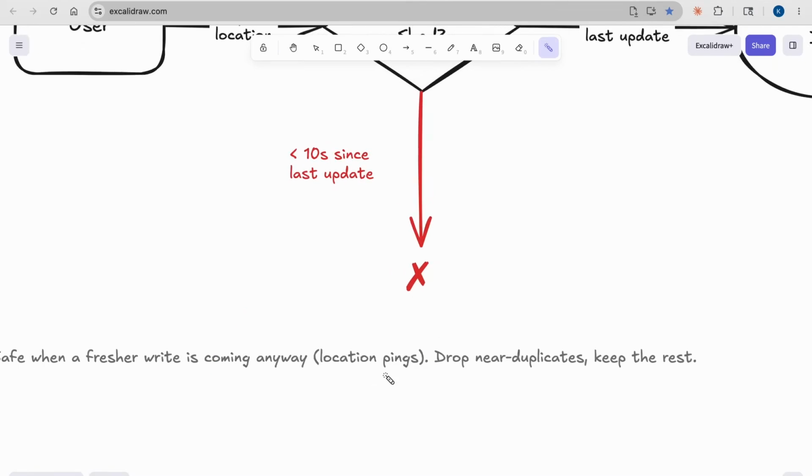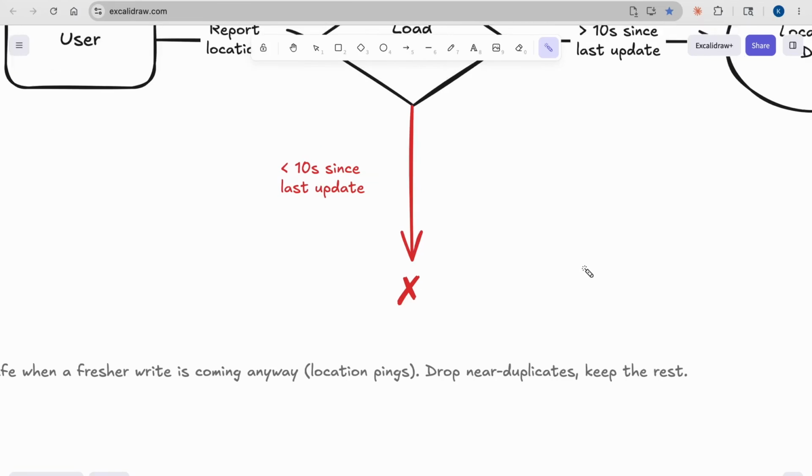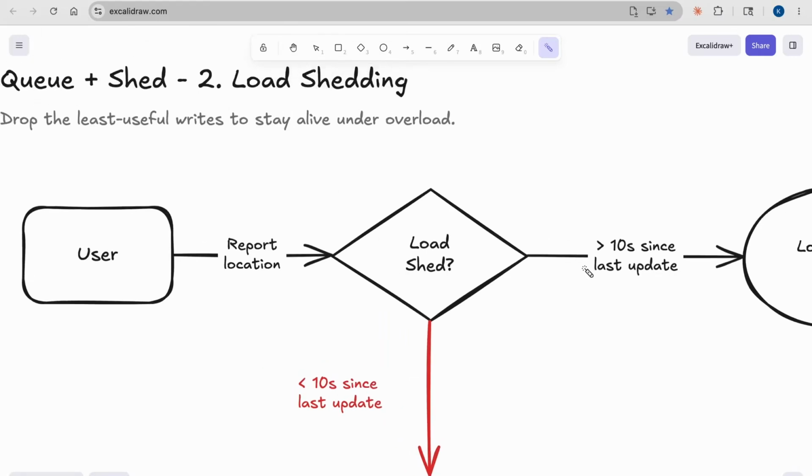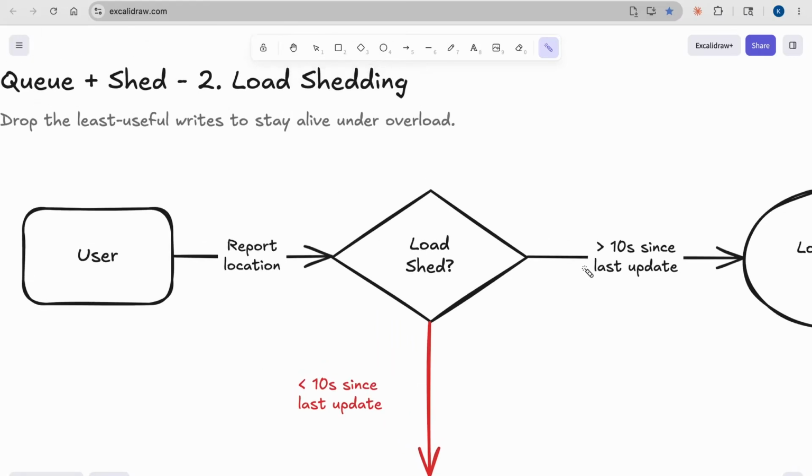So we'll try to drop the earlier ones and keep the rest. That's one of the strategies, an example of what I mean by load shedding.